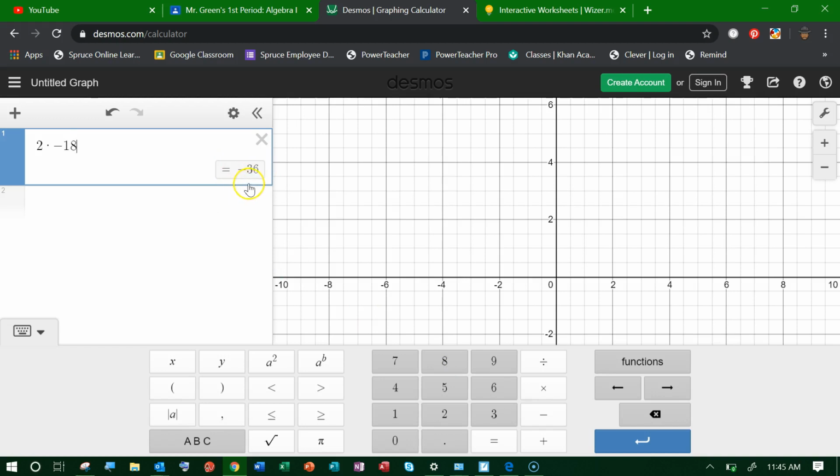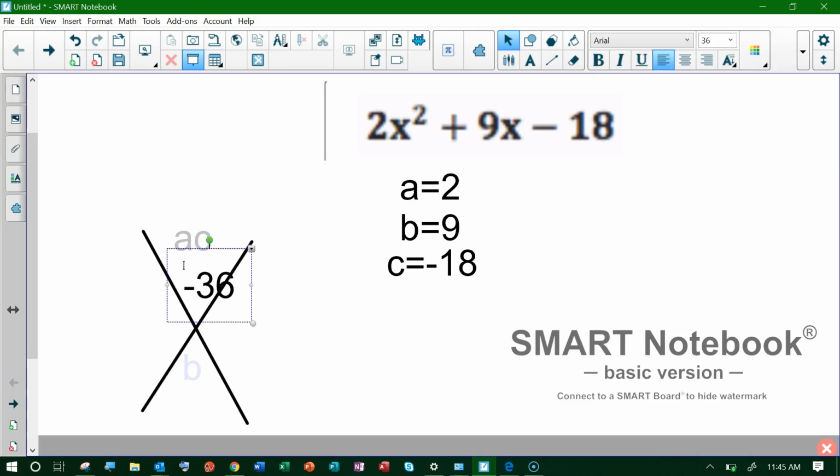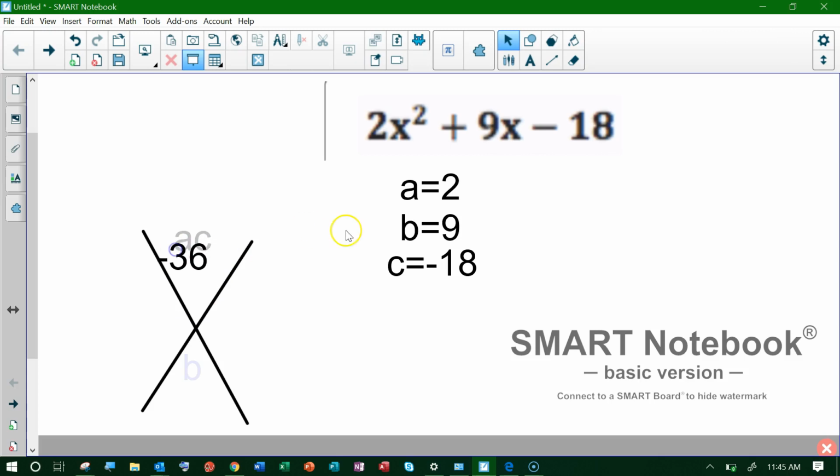All right. So if I go back to my problem here, I need two numbers that multiply together give me a negative 36. That's what I need. But they got to add to 9 because b is equal to 9. So that's what I'm going to look for in Desmos. So let's go back to Desmos.